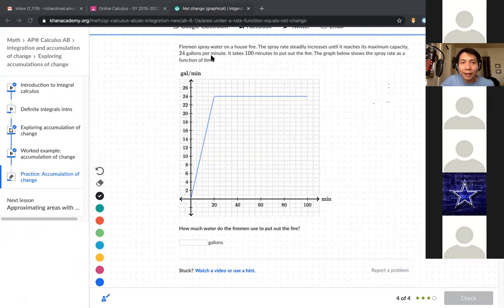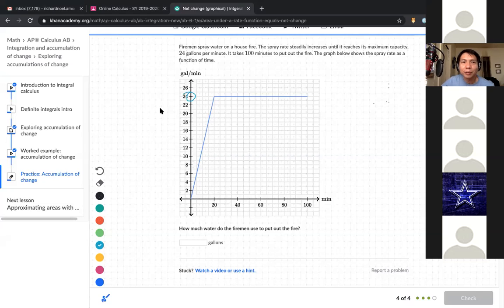Okay, so it says here, firemen spray water on a house fire. Oh, there's a house fire. So the spray rate steadily increases until it reaches its maximum capacity. So the rate is at 24 gallons per minute. So the maximum rate is at 24 gallons per minute.